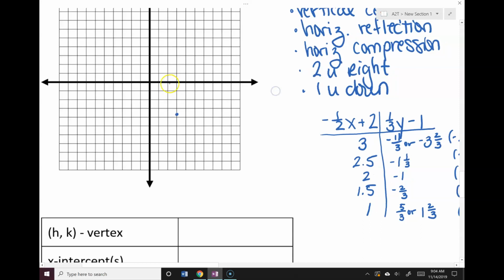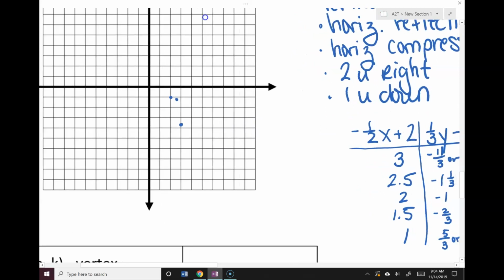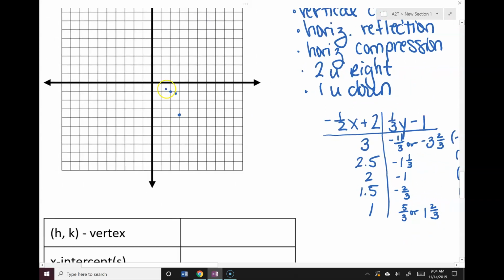2.5, -1 1/3. So I'm going to go to 2.5, -1 1/3. There we go. 2, -1. 1.5, -2/3. Oh gosh, this thing is a little touchy. There we go. Oh no, come back. Eight years later, I'll graph that point. Hopefully you've continued. There. Oh, it hates me. There we go. And then 1, 1 and 2/3. All right.